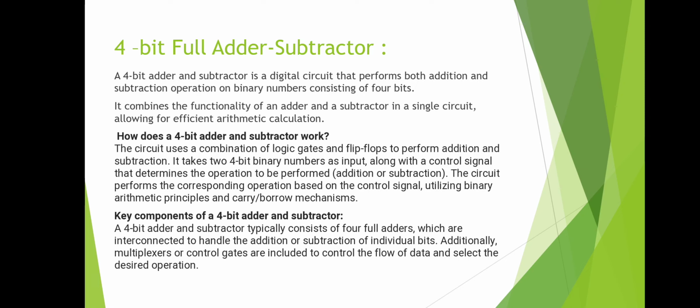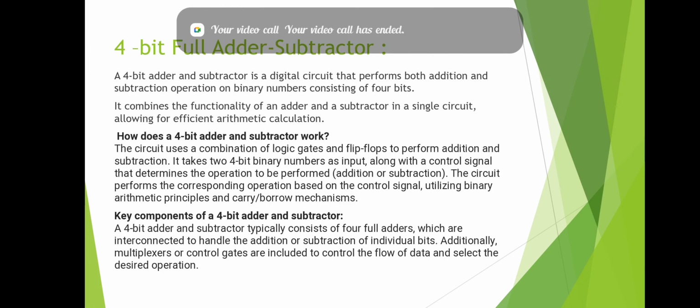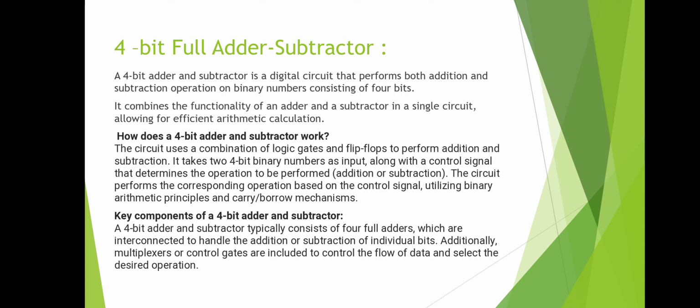A 4-bit adder and subtractor is a digital circuit that performs both addition and subtraction operations on binary numbers consisting of 4 bits. It combines the functionality of an adder and a subtractor in a single circuit, allowing for efficient arithmetic calculation. How does a 4-bit adder subtractor work?